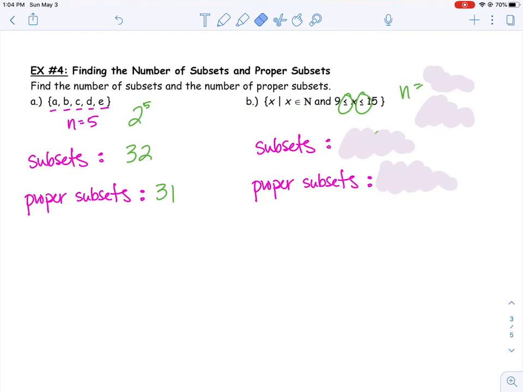Do the same idea with example number 4b. First, figure out how many elements you have in the set given, and then figure out how many subsets and proper subsets. Pause the video and see if you get the same numbers I do.